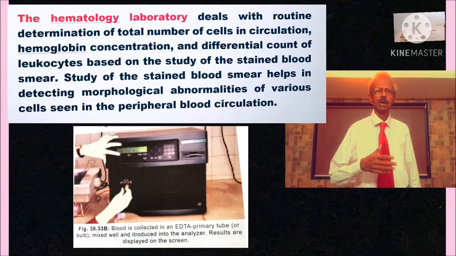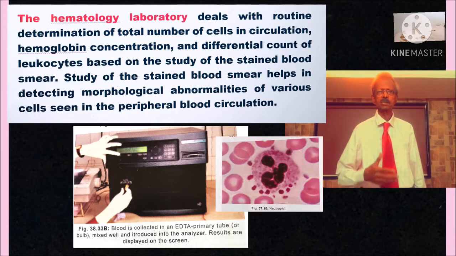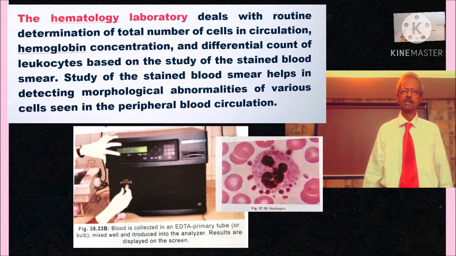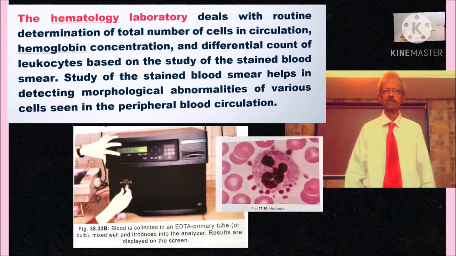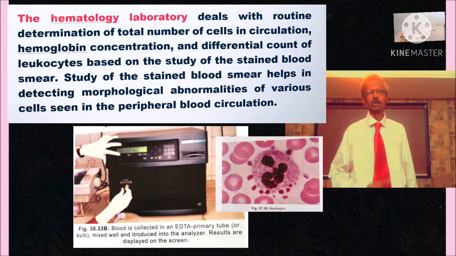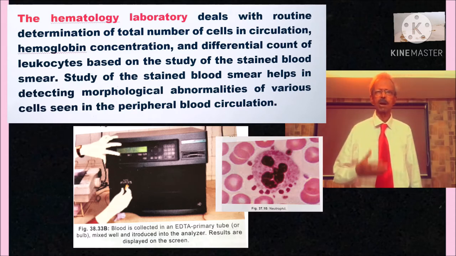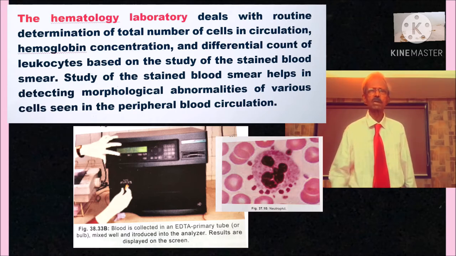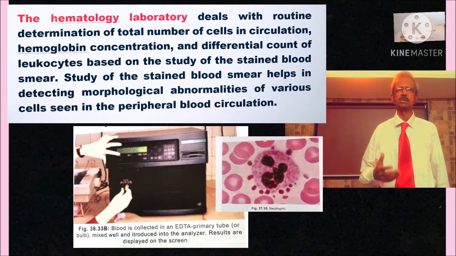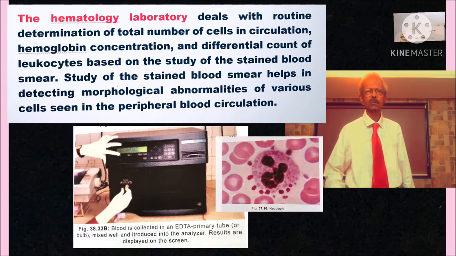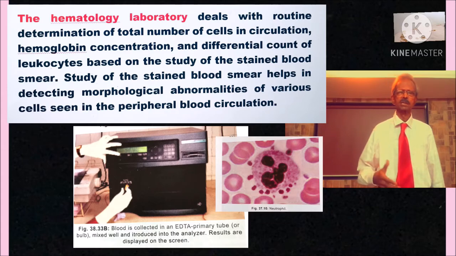The hematology laboratory deals with routine determination of total number of cells in circulation, hemoglobin concentration and differential count of white blood cells, that means leukocytes, based on the study of the stained blood smear. Study of the stained blood smear helps in detecting morphological abnormalities of various cells seen in the peripheral blood circulation.